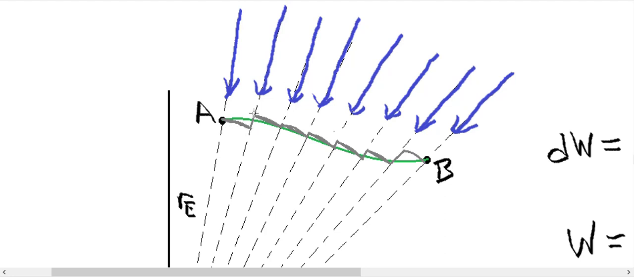And then I'm going to follow this radial line up here. I'm trying to model this green path with a bunch of tiny little steps. An arc, and then a radial step, and then another arc, and then a radial step, and so on, and finally one last arc.